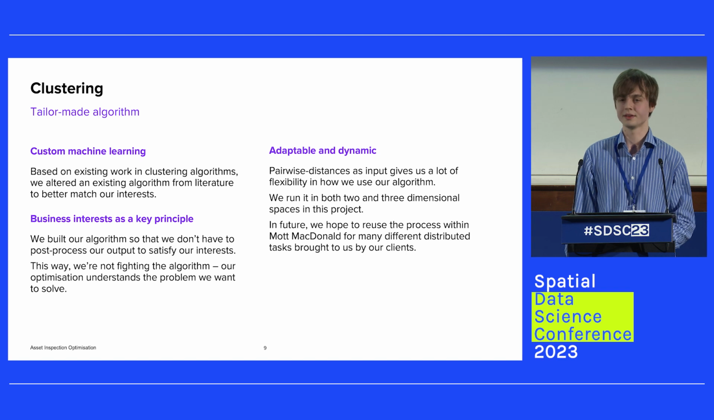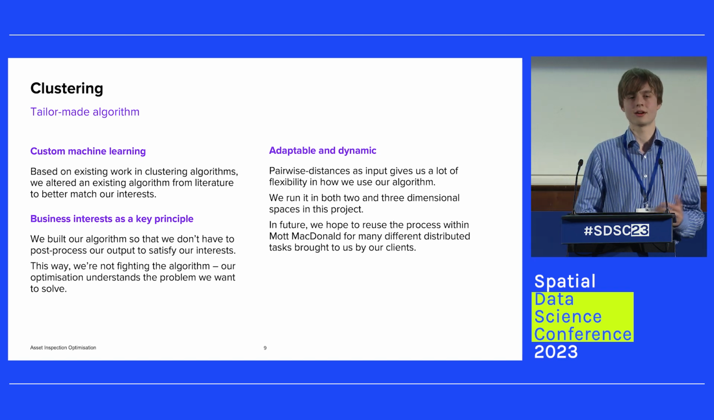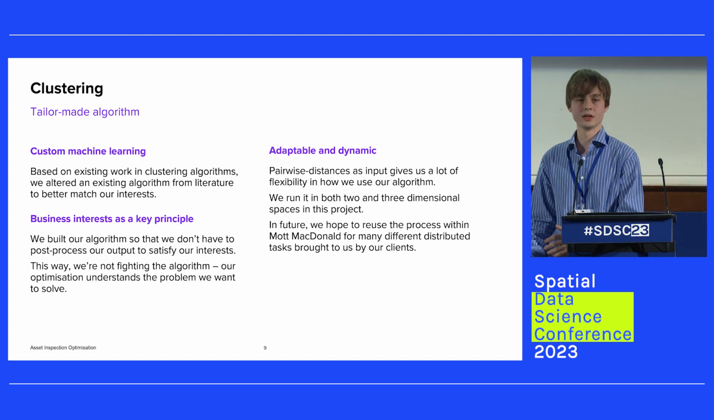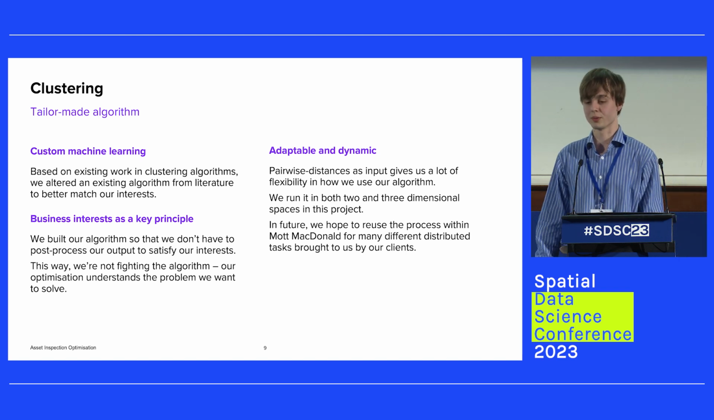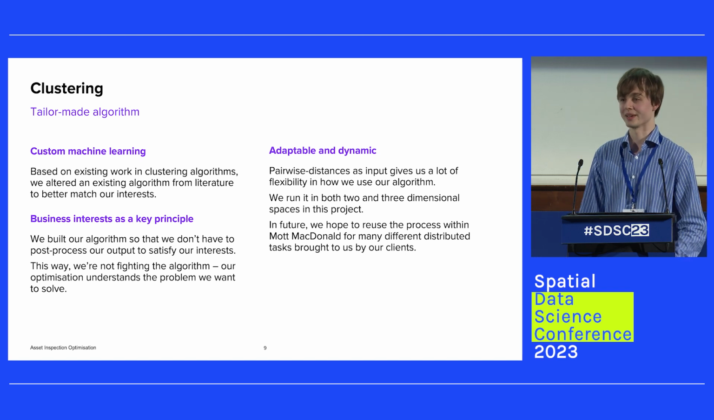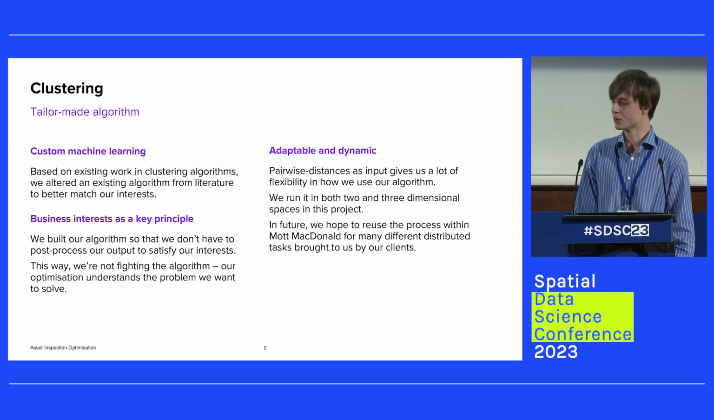I really like this as a key takeaway: we have these business interests and we encode them in our algorithm as a key principle. This means that we don't have to mangle our input data or do loads of post-processing for legal compliance or getting the results we want. The algorithm is actually trying to solve exactly the same problem we are because we gave it the cost functions we're considering. So yeah, I think that's really cool.